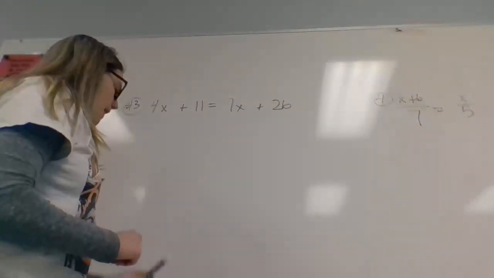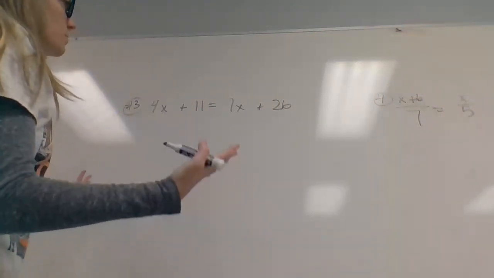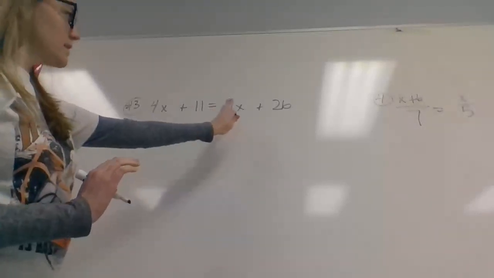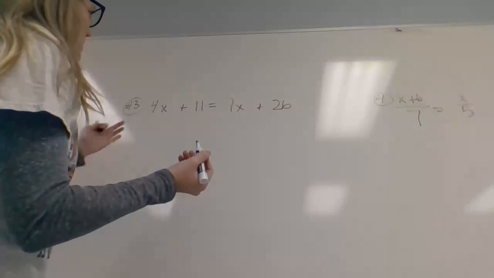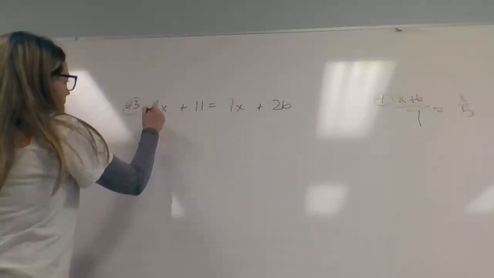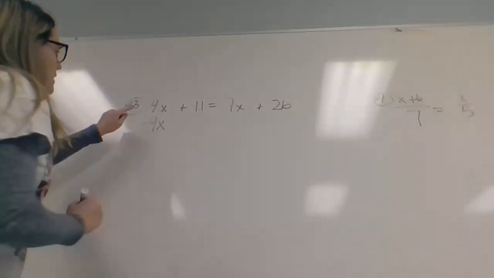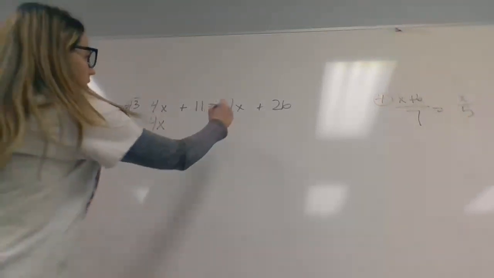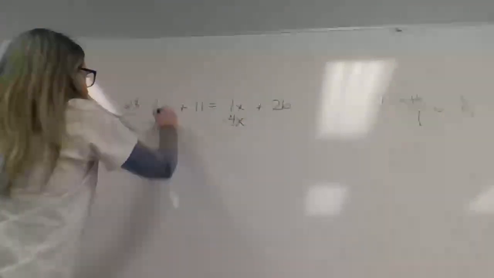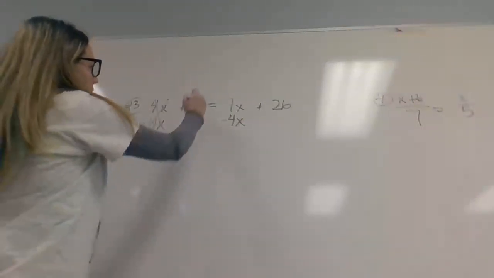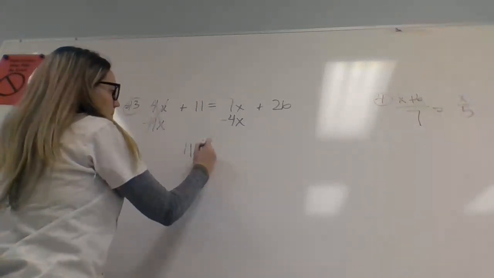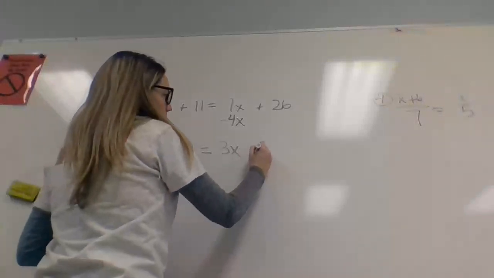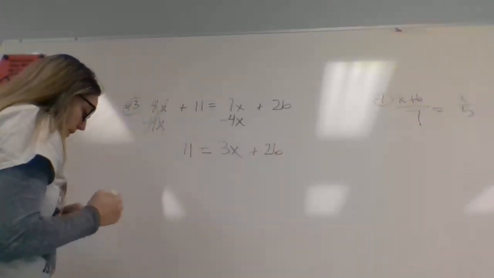So I'm going to start with my x's. And in order to get all of my x's on one side, I need to move either my 4x or my 7x. I think it's going to be easier to move this 4x. So in order to move it, I need to undo what's happening here. Because this is a positive 4x, I need to subtract it from both sides in order to get rid of it over here. So I'm still left with 11 over here. I have 7x minus 4x gives me 3x plus 26.